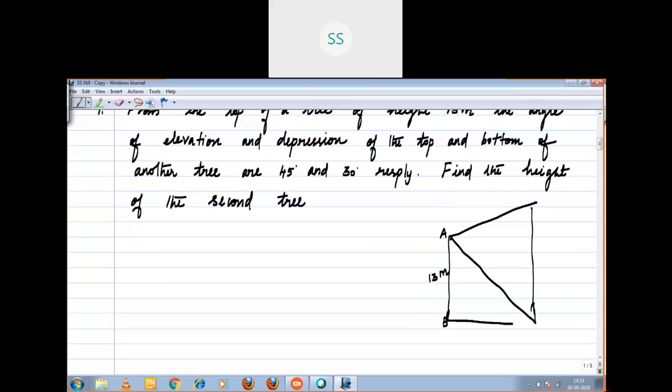Now you have to connect the base of both the trees, right? This is your C, here D. From A, you are going to draw a horizontal line which is perpendicular to the opposite side CD. It cuts at E. Now it makes an angle 90 degree. See here, this is 13 meter. Sometimes it may look like a rectangle or square. This is 13 meter means opposite sides are equal. So what is the position of DE? DE is also 13 meter.